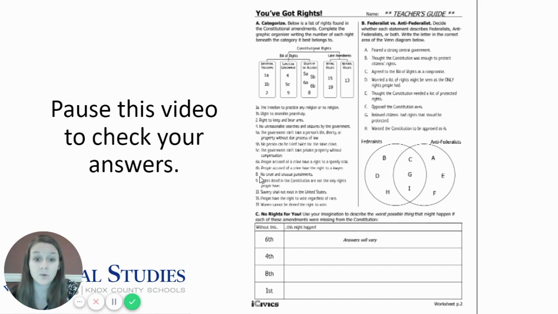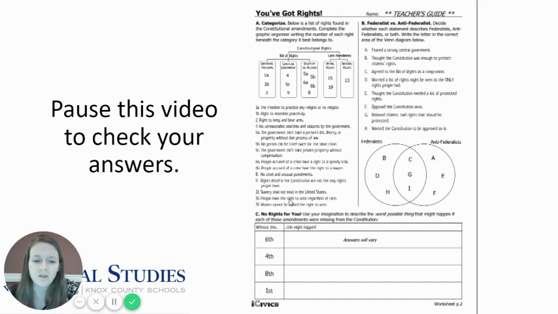Number 8 says no cruel and unusual punishments. Another one under rights of the accused. And 9 says rights listed in the Constitution aren't the only rights people have. That is also going to go in limits on government. It's going to say the government can't take away rights even though they're not listed. 13 says slavery should not exist in the United States. This is going to go into the later amendments under natural rights.